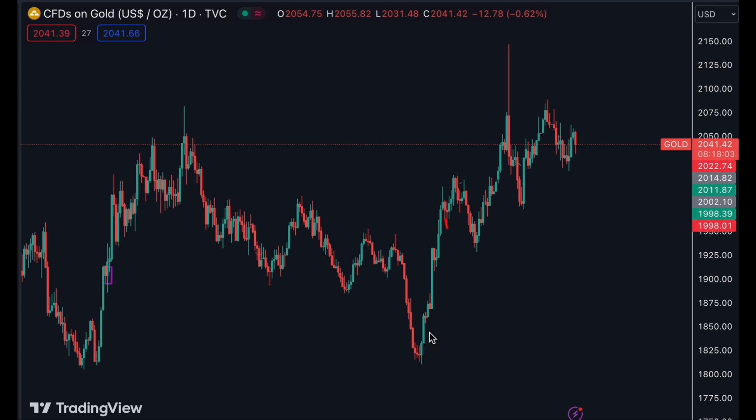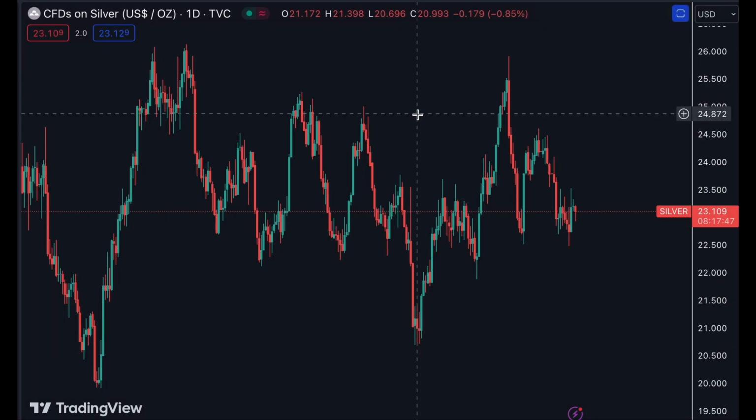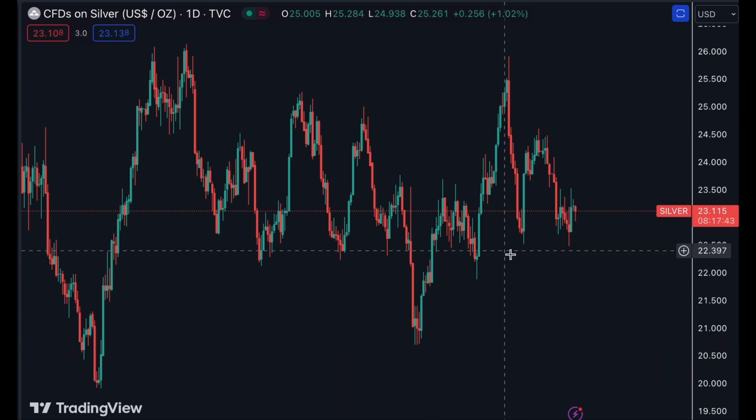So this is the price of gold. You can see we're rocketing up. This is a daily chart. This is just before November, October time. And then if I switch over to silver, you can see we've been ranging for a long time. This is October, yeah, we pushed up, but we're down again.